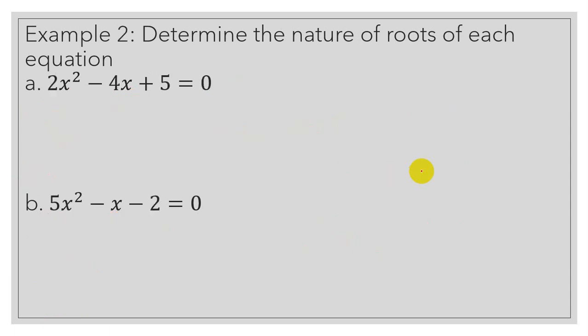Let's have the next set of examples. Determine the nature of roots of each equation. Letter A, 2x squared minus 4x plus 5 equals 0. So check if it is arranged in standard form, and yes, it is already arranged in standard form. Then the next thing is, you have to identify A, B, and C. So A is 2, B is negative 4, and C is positive 5.